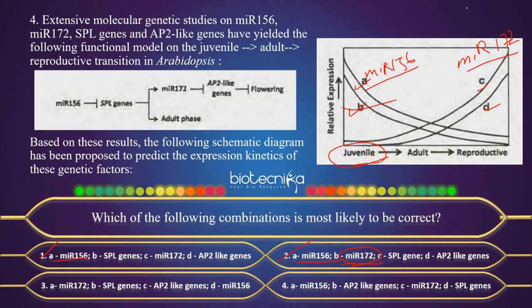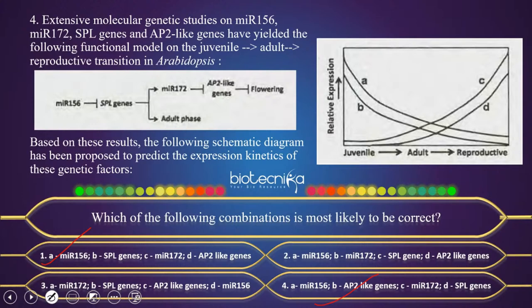How can this be correct? Because already over here, A can be correct, 4 can be correct. Because 4 is saying MIR-156, so either 1 and 4 can be correct. Okay. But 2 and 3 cannot be correct. So out of this, you have to decide B is SPL genes or B is AP2-like genes.